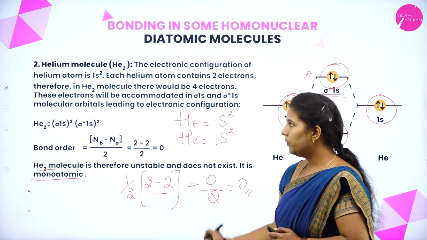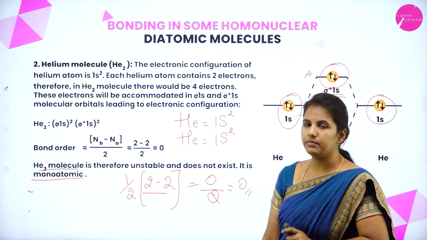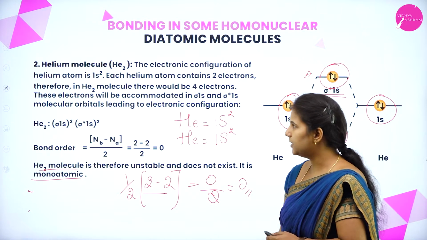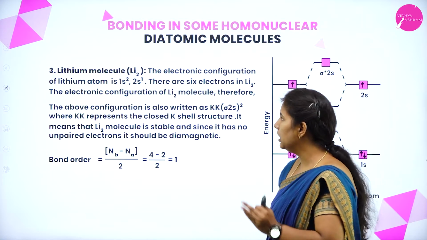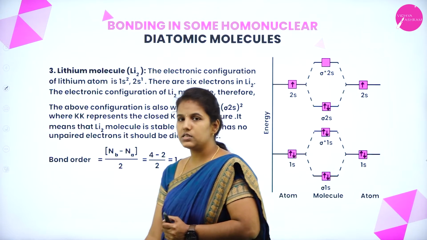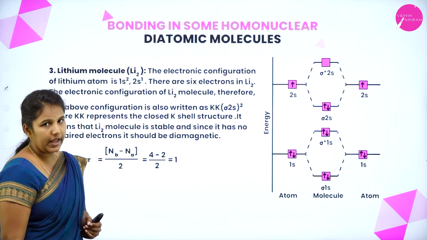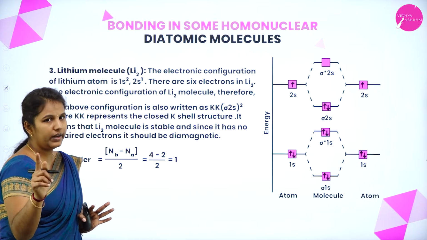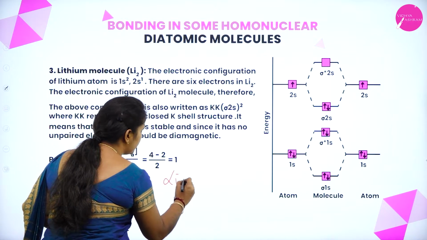This is how we can clearly understand it from its electronic configuration, and by writing the bond order, we can understand their nature. Next, we will see with the lithium molecule also. We know that lithium consists of how many electrons? 3 electrons. In its outermost shell, it has only 1 electron. Is it right? And the electronic configuration of the lithium atom goes like this.